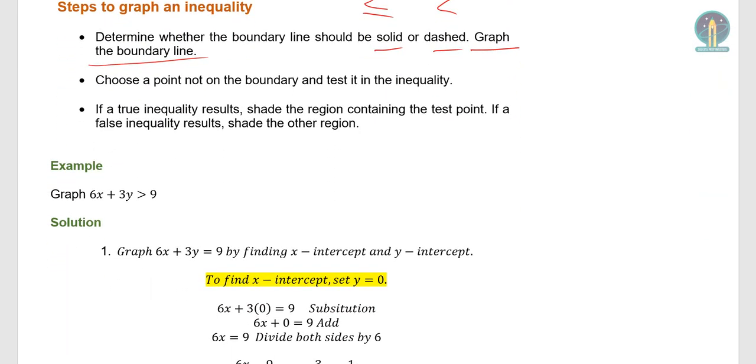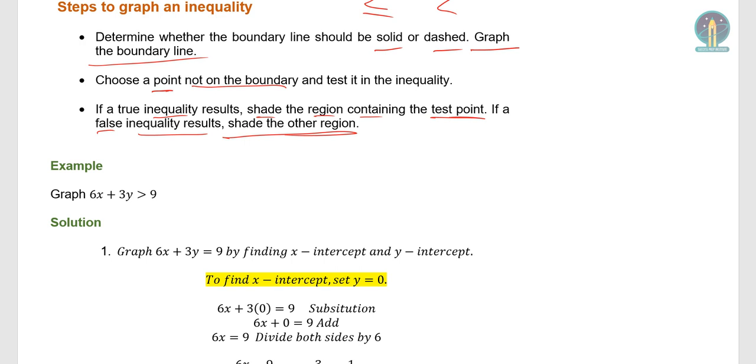Again, if a true inequality results based on the point that you chose that is not on the boundary, you can choose either one, but typically the origin, 0 and 0, is very straightforward. If a true inequality results, shade the region containing the test point. If a false inequality results, shade the other region. Very straightforward. Let's look at an example.